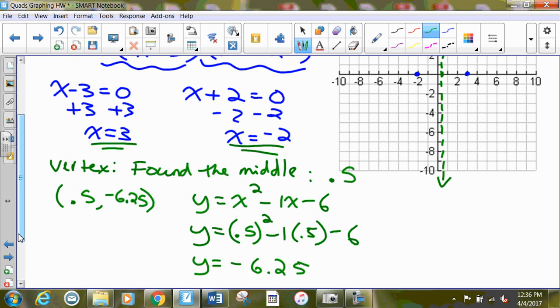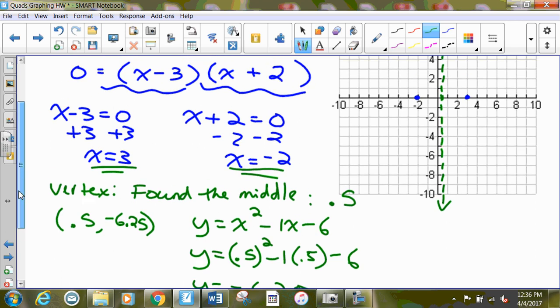And because this is our vertex, it's very important. So we're going to graph it, and our point is 0.5 comma -6.25. We're not going to be exact, especially because I'm not super aligned. But there you go, there's our vertex. And now we're going to go ahead and connect these 3 points, and we've got our quadratic.